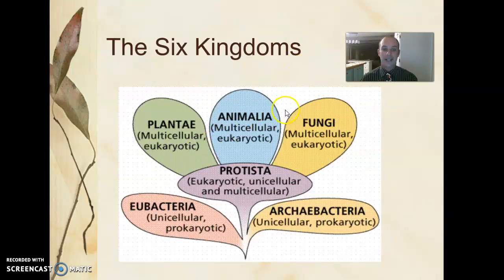Here are the 6 kingdoms in a color-coded pattern here. Plant, they are multicellular and eukaryotic. Animal, multicellular and eukaryotic. Fungi, multicellular eukaryotic. Look, all those are up top here. Protist, eukaryotic, unicellular, and multicellular. Eubacteria, unicellular and prokaryotic. Archaebacteria, unicellular and prokaryotic.